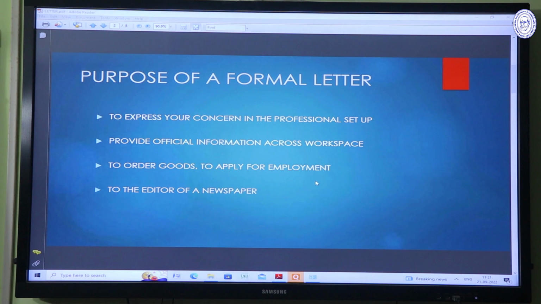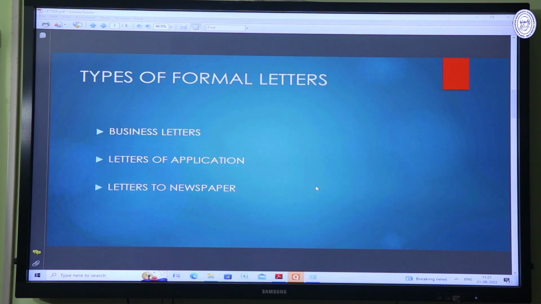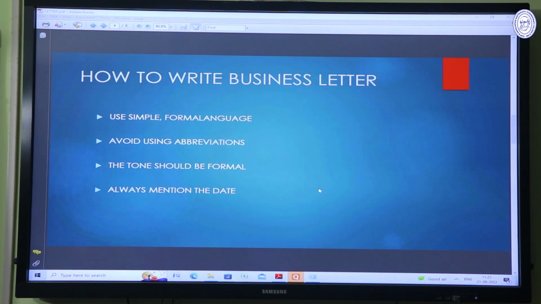So, the first one, types of formal letters. I have already talked about this: business letters, letters of application and letters to the newspapers. Now, how to write a business letter? Very basic. Use simple formal language.